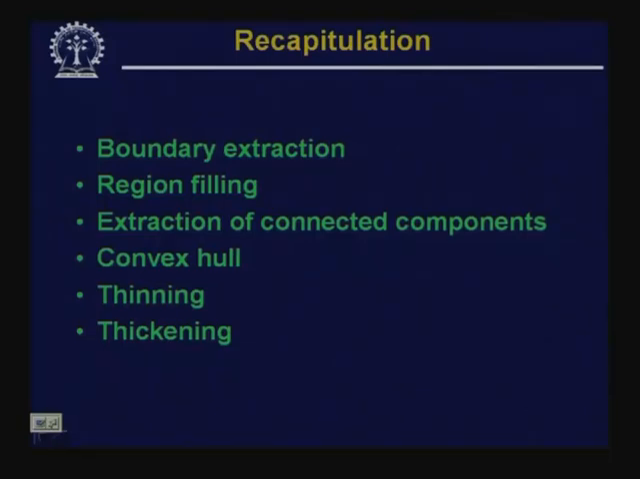we have talked about the morphological technique for boundary extraction. We have talked about the morphological technique for region filling. We have also discussed the extraction of connected components using morphological operations. We have talked about what a convex hull is and how to detect or form the convex hull for a given point set using the morphological operations.